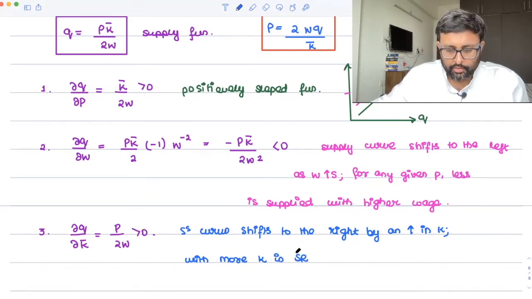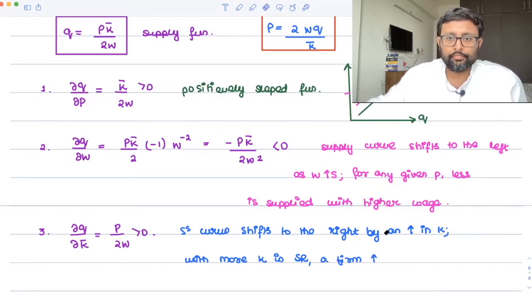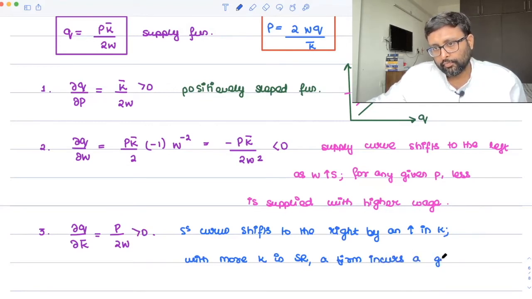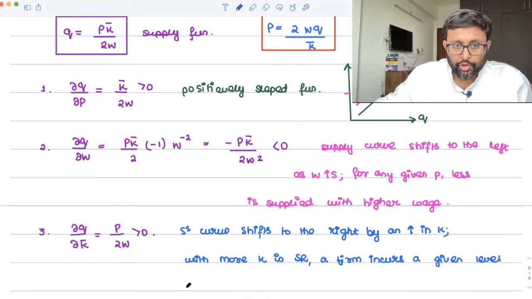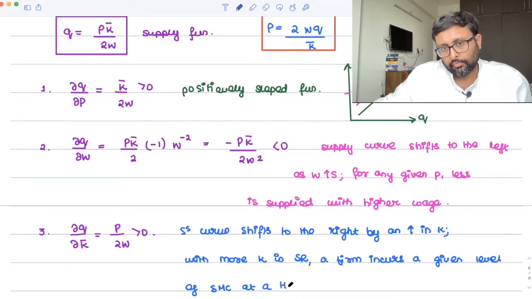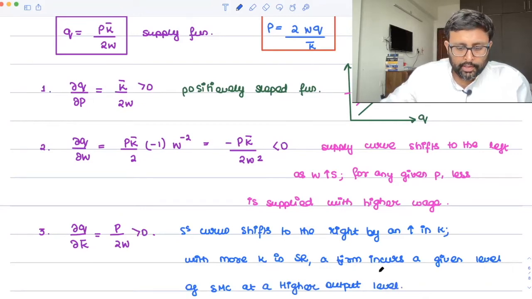With more capital in the short run, a firm incurs a given level of short-run marginal cost at a higher output level. At a higher output level, right?